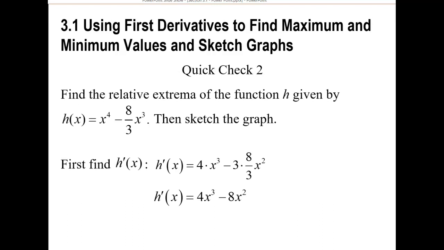Okay. 4x cubed minus 8x squared, because your 3's cancel.